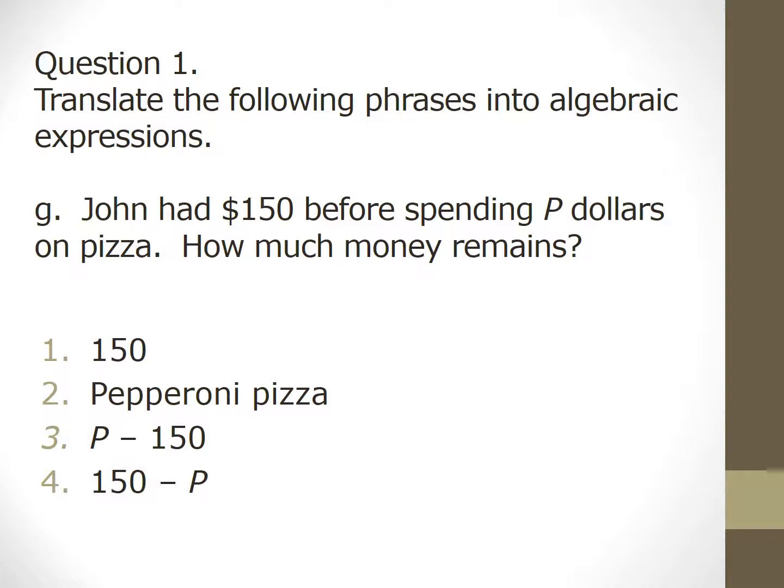Let's look at a more application type problem. John had $150 before spending P dollars on pizza. So we don't know how much he spent on pizza, so we're just letting a variable represent that amount, P. But if he had 150, then he spent P dollars on pizza, how much money remains? Now, which expression represents this problem the best? The correct answer is choice 4, 150 minus P. Because if he started with 150 and he spent P dollars, then you'd subtract the amount he spent on pizza, which would give us how much he has left.